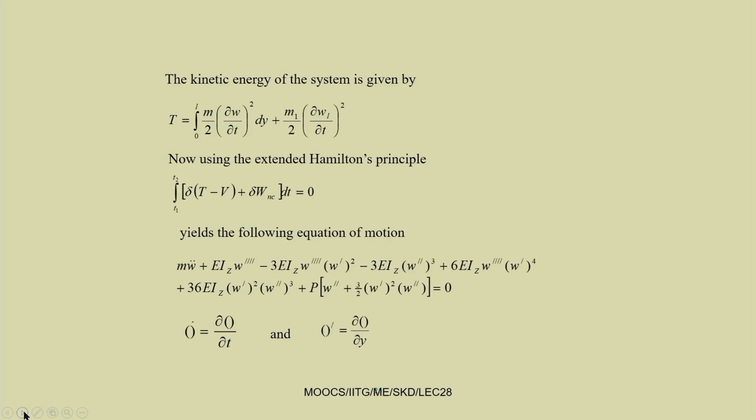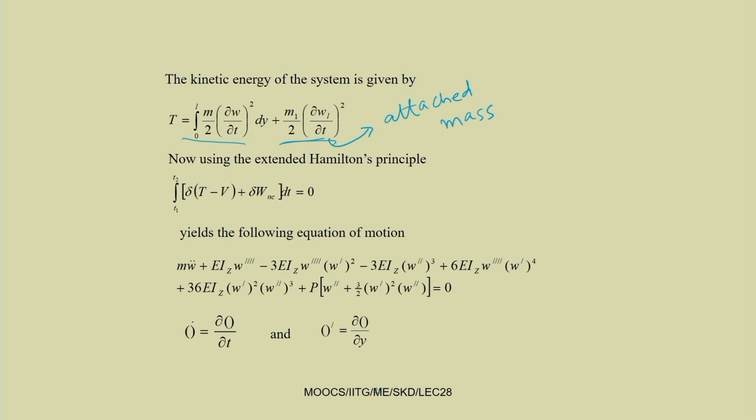So, the kinetic energy of the system can be given by T equal to half m into (del W by del t) square dy, plus the tip mass. This is due to the beam, and this is due to the attached mass. Due to the attached mass it can be m1 by 2, where the attached mass is m1, so m1 by 2 into (del W L by del t) whole square. You just note that W is a function of both space and time, that is why this partial derivative is used.